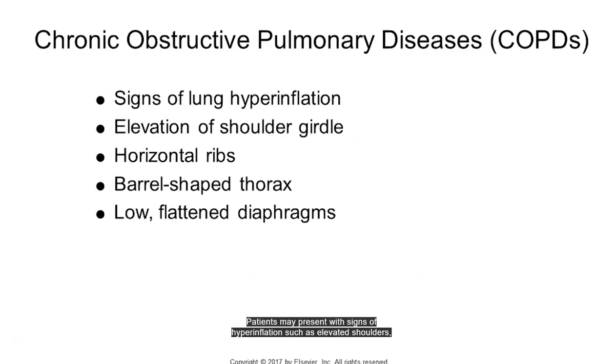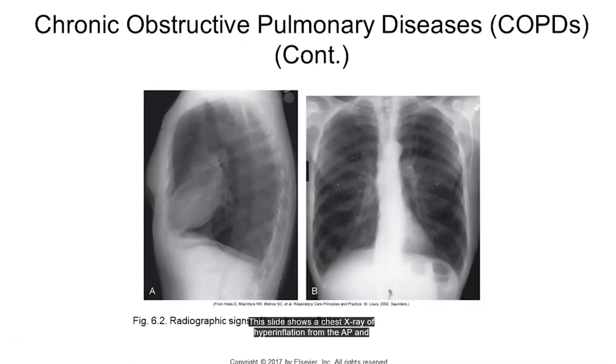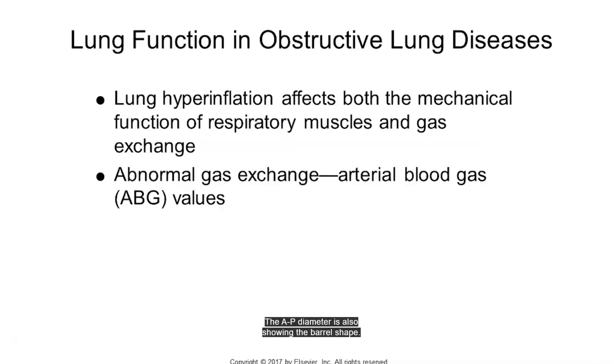Patients may present with signs of hyperinflation such as elevated shoulders, horizontal ribs, barrel chests, and low flattened diaphragms on chest X-ray. This slide shows a chest X-ray of hyperinflation from the AP and lateral views. The lungs will appear radiolucent even on exhalation X-rays, and diaphragms will lose their rounded appearance and appear flatter. The A to P diameter is also showing the barrel shape.